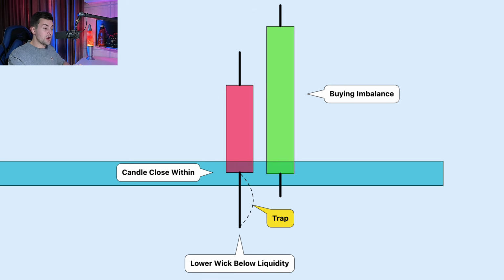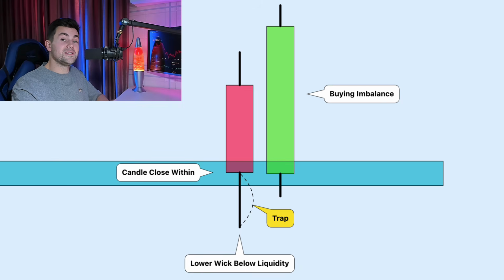By a bearish trap, we will call a formation of a lower wick below a liquidity zone. The second condition is a formation of a buying imbalance candle. To confirm a buying imbalance, I suggest looking for a bullish engulfing candle.